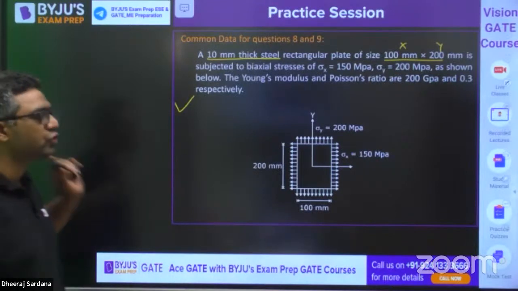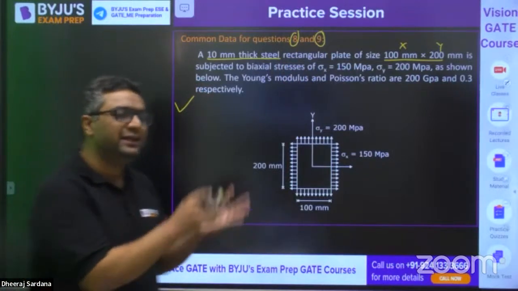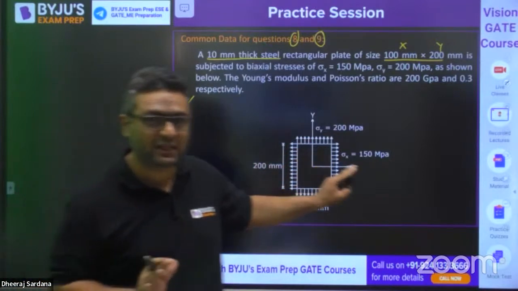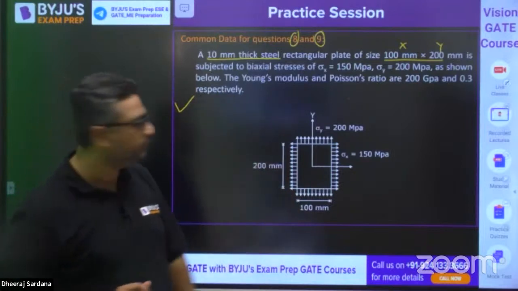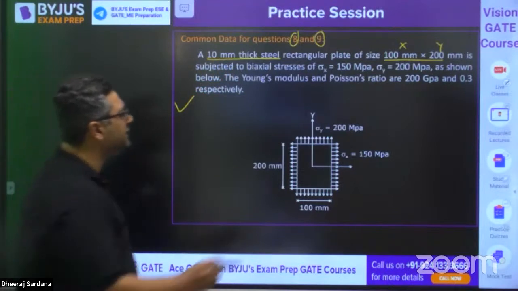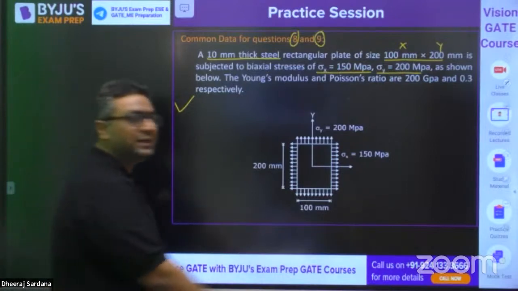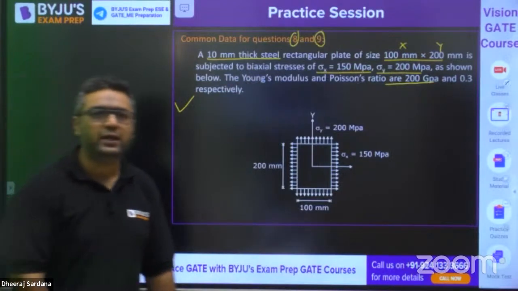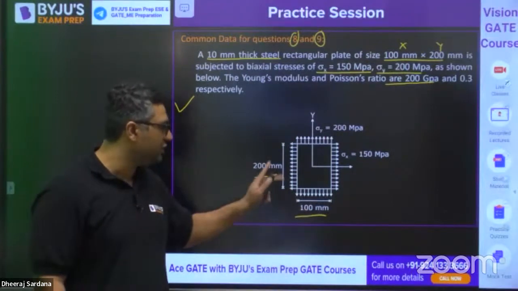This is a wonderful question. These two questions are wonderful ones. And if you see the GATE 22-23 paper of mechanical, they have repeated these questions as it is. Just as it is means the concept is same. They have changed the magnitudes only. So my dear, a 10 mm thick rectangular plate is this, and they are saying sigma XX is 150 MPa, sigma YY is 200 MPa. They have given you the Young's modulus as 200 GPa and Poisson ratio as 0.3.